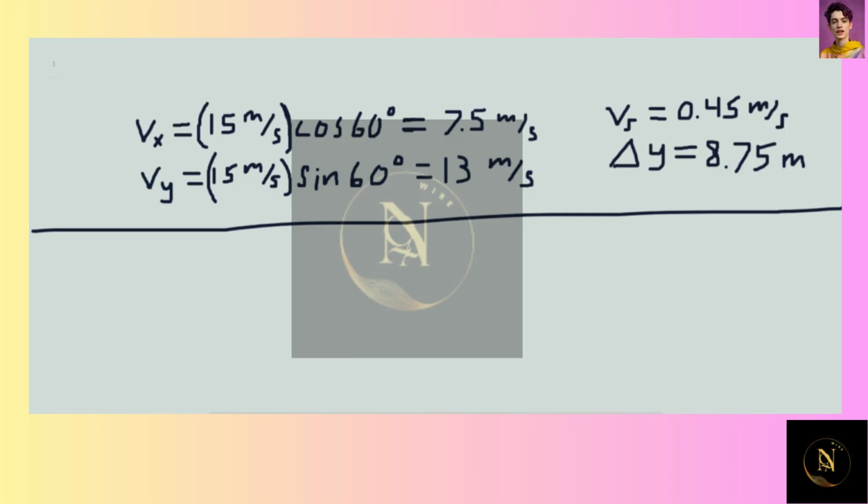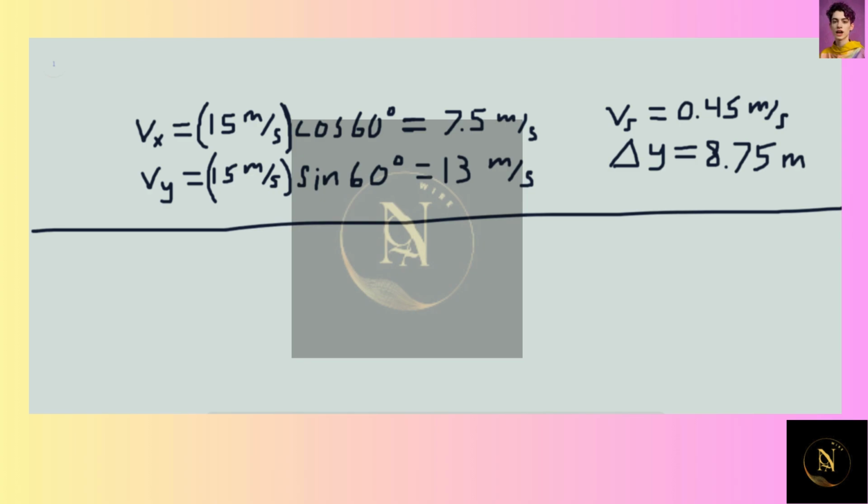We're told that we have a ship which is throwing some landing equipment. The ship is moving at a velocity v sub s of 45 centimeters a second, or 0.45 meters per second. And the equipment is thrown with an initial velocity v of 0 of 15 meters per second at an angle of 60 degrees. Okay, so then our velocity in the x direction is 15 meters per second times cosine of 60, which gives us 7.5 meters per second. We do the same thing for the y except using a sine and we get 13 meters per second.